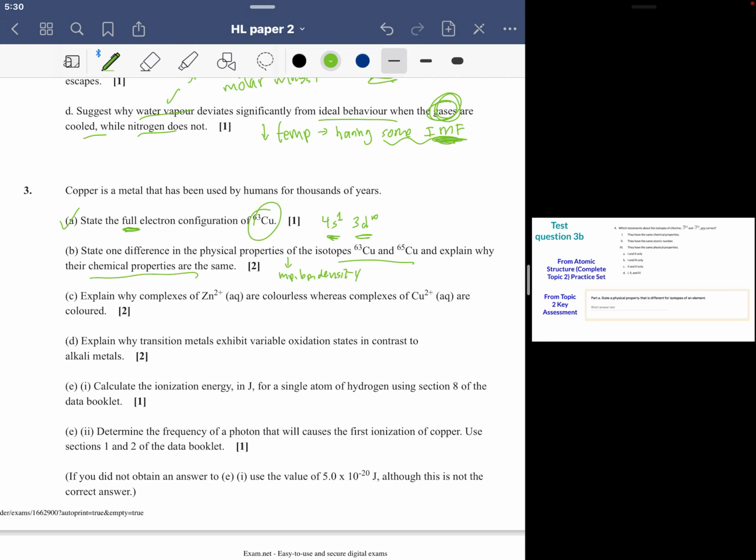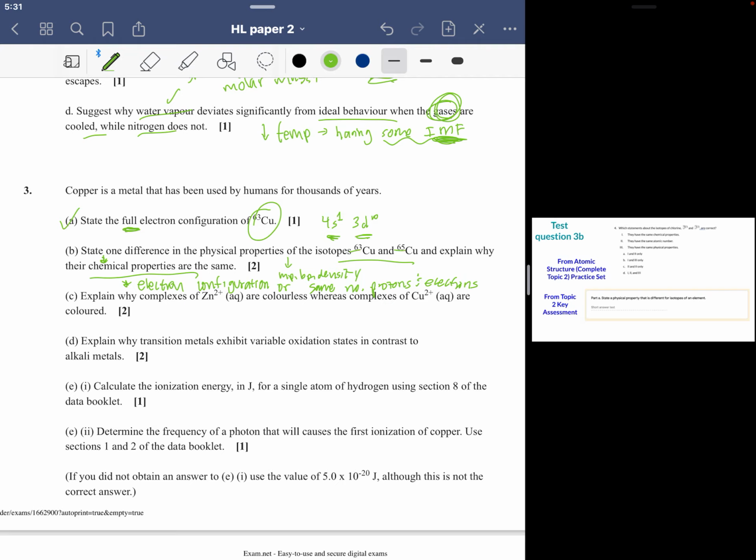Explain why their chemical properties are the same. A lot of people said because they have the same electrons. The IB is really picky with this question. It's really because they have the same electron configuration, right? The same valence electrons, because valence electrons are what bond and give something chemical properties. Or they also accepted same number of protons and electrons, right? These are isotopes, so they only differ in neutrons.